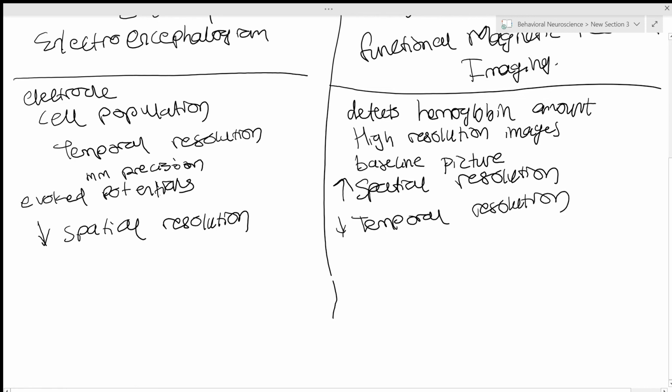Because it works by comparing and contrasting two different pictures, it can't really tell you with great precision as to when an event happened, but it is good at telling you where. And this is also a reason why it's not as good at temporal resolution, because blood flow is slower. So these are the two more important brain imaging techniques available.